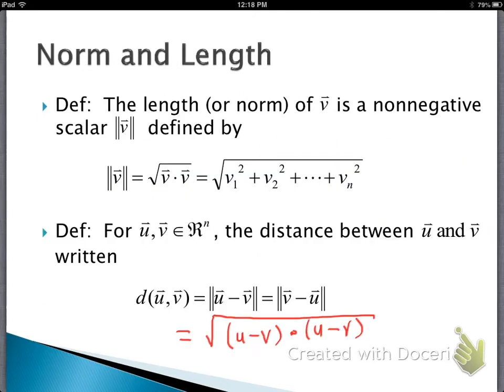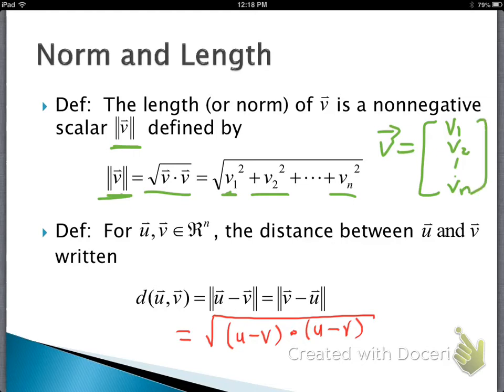Okay, so the length or norm of v is a non-negative scalar, and here's the notation. It looks like double absolute value bars, right? It's called the norm or the length, and it's defined as the square root of v dot v. For a single vector, v dot v is just going to be v1 squared plus v2 squared through vn squared, where of course those are the elements in our column vector v.